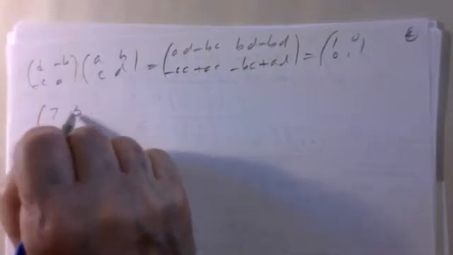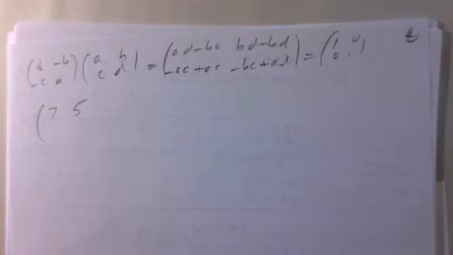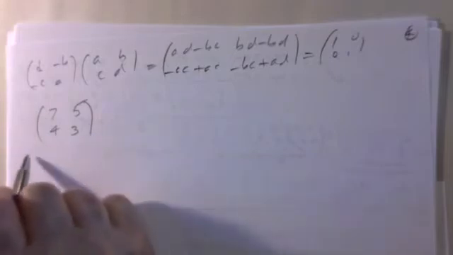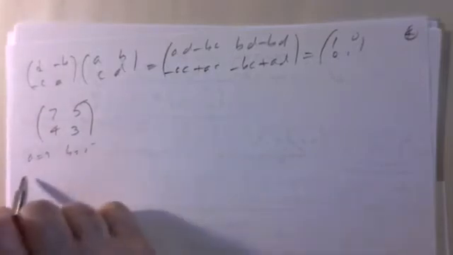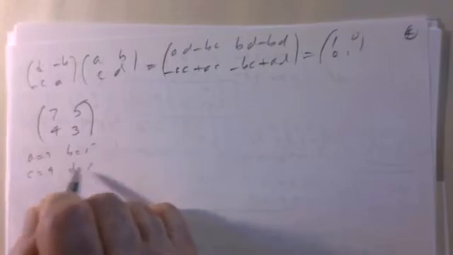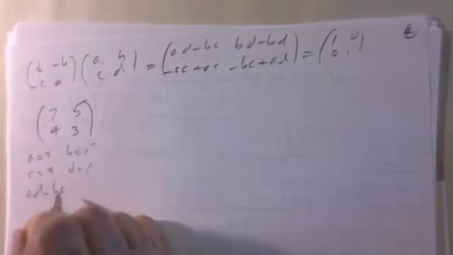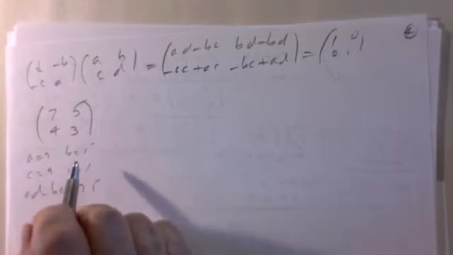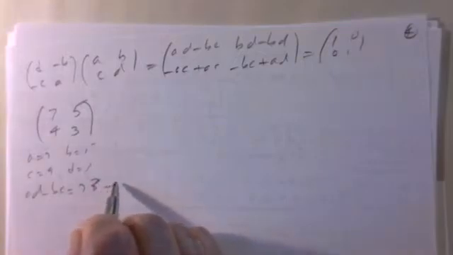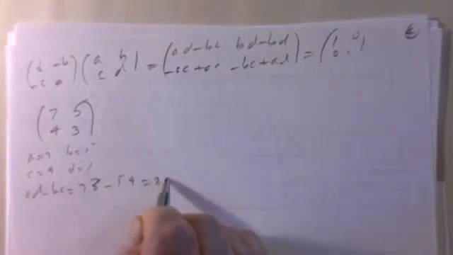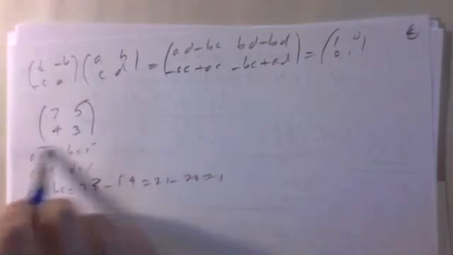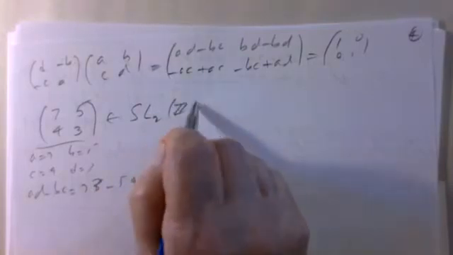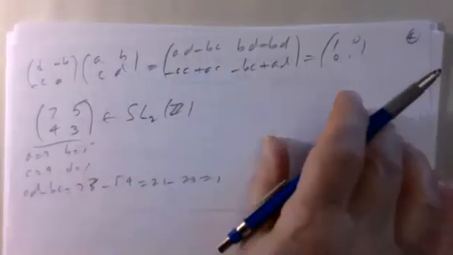So for example, if I take the matrix 7, 5, 4, 3. So in this matrix, A is 7, B is 5, C is 4, D is 3. And what is this determinant? AD minus BC. 7 times 3 minus 5 times 4 is 21 minus 20 is 1. So this is a matrix in this set of 2 by 2 matrices of determinant 1.